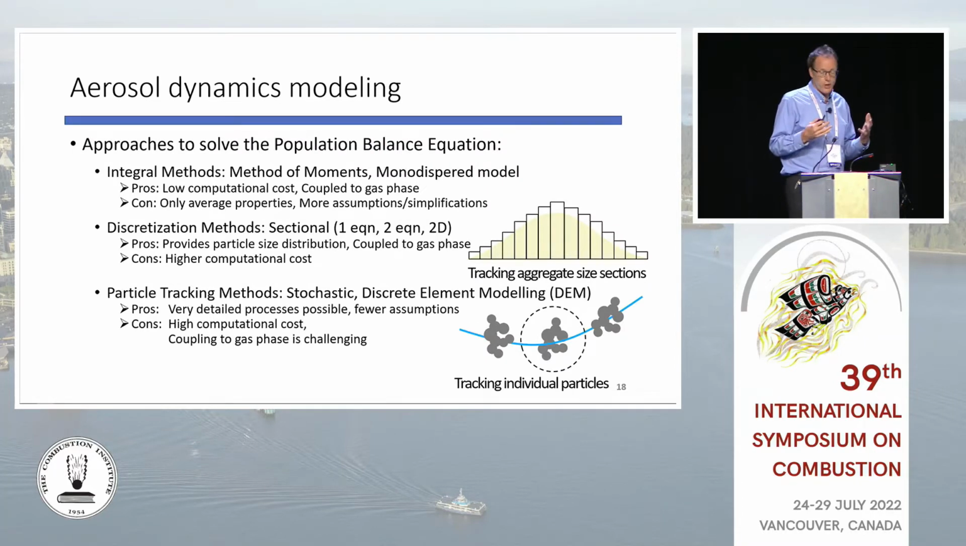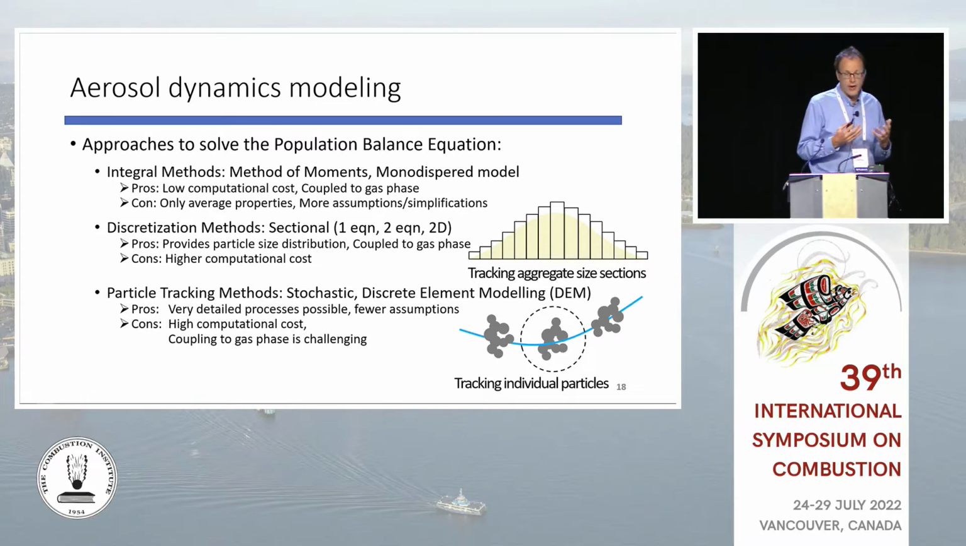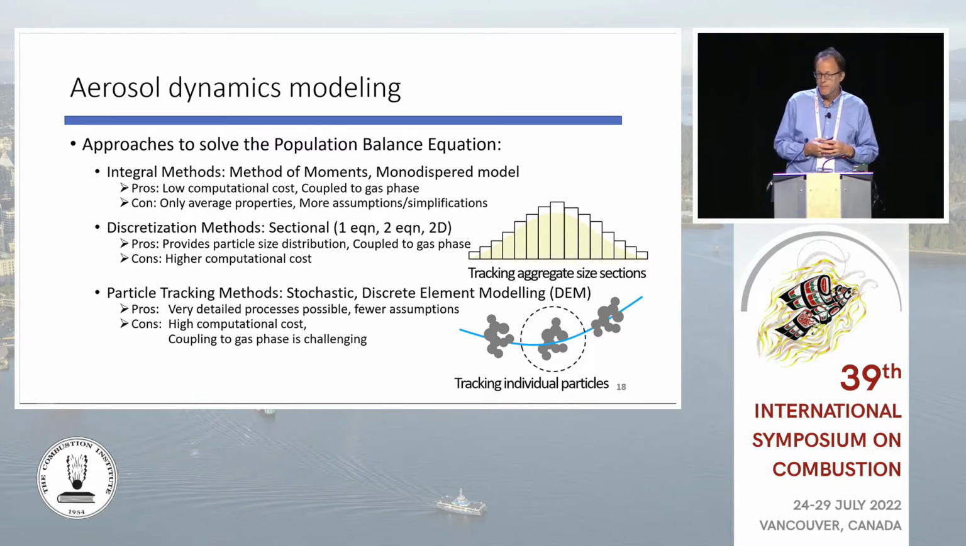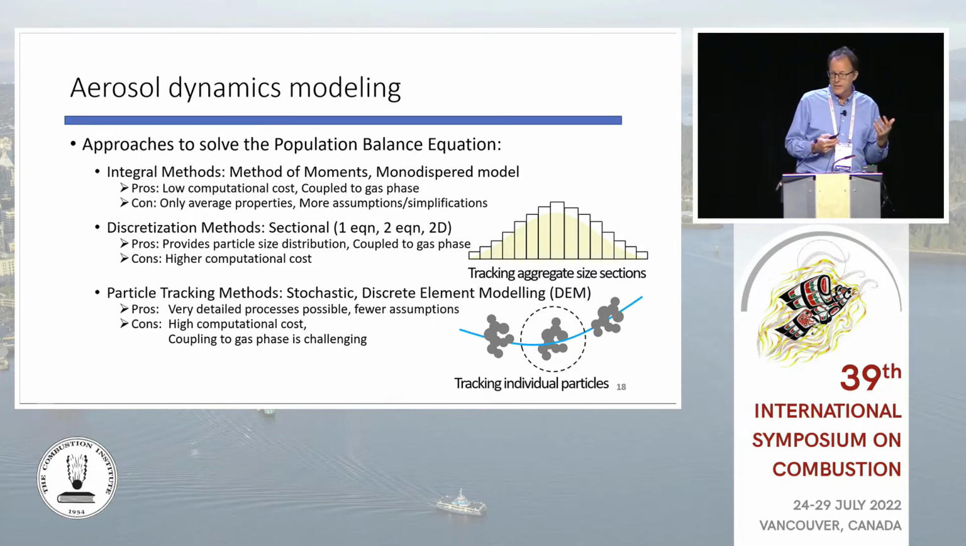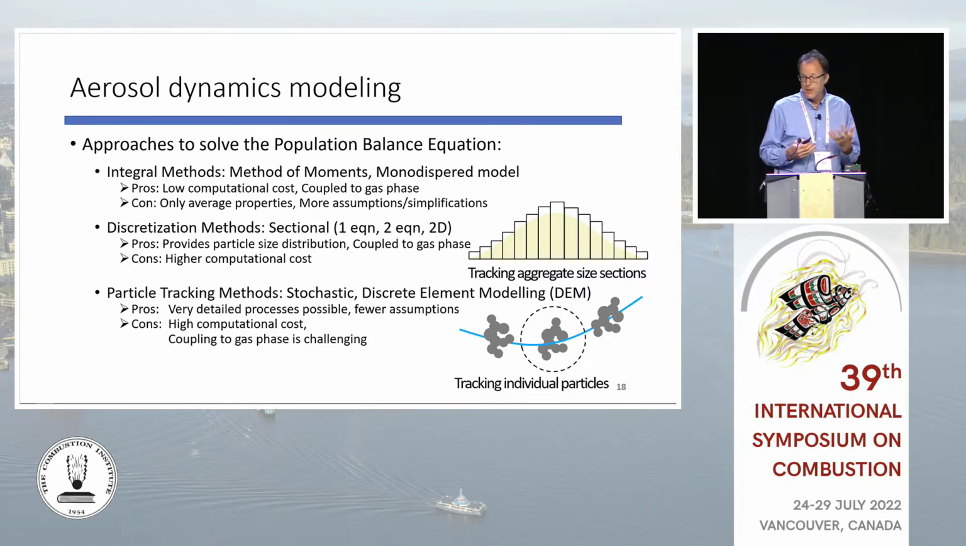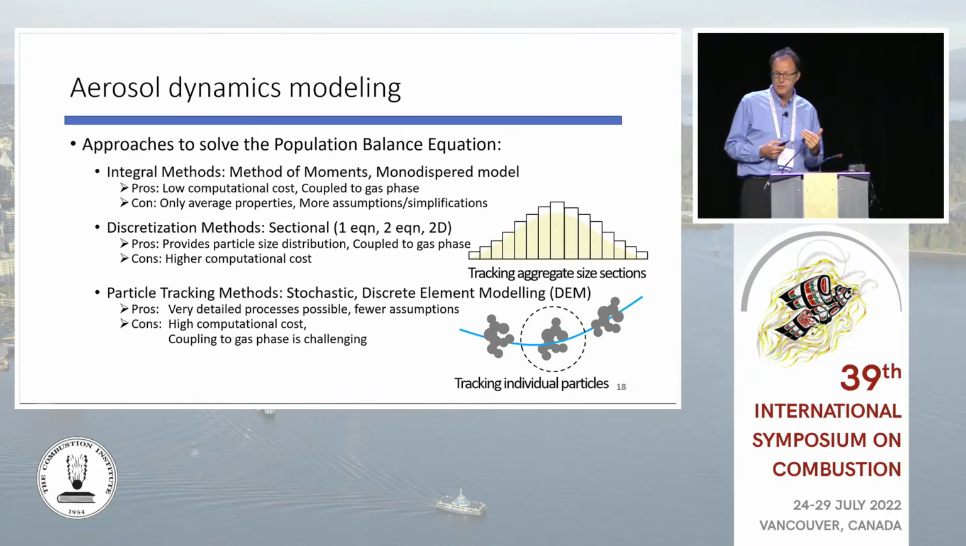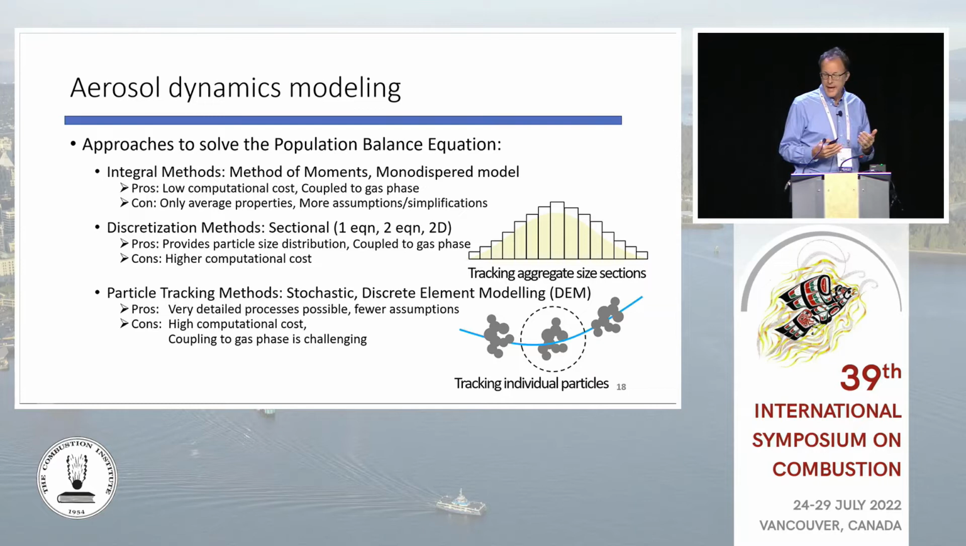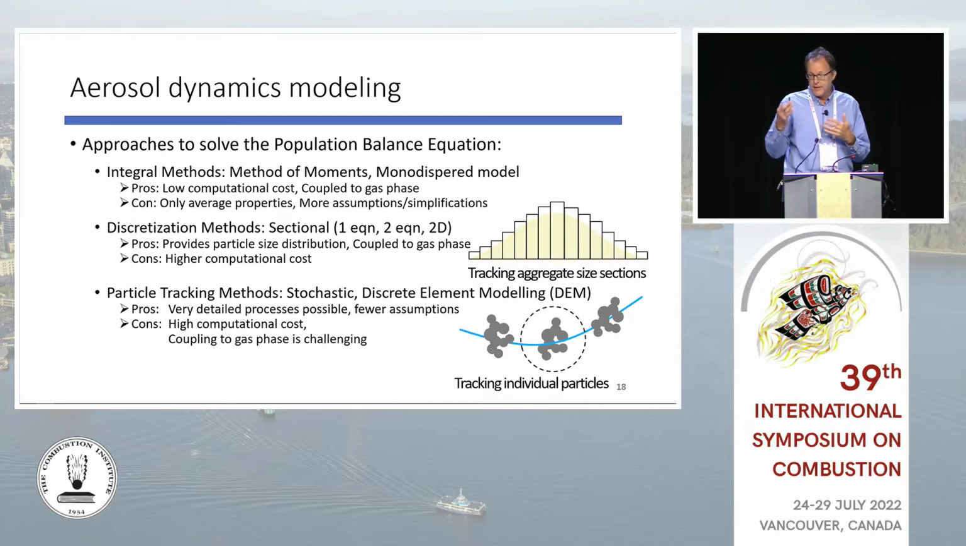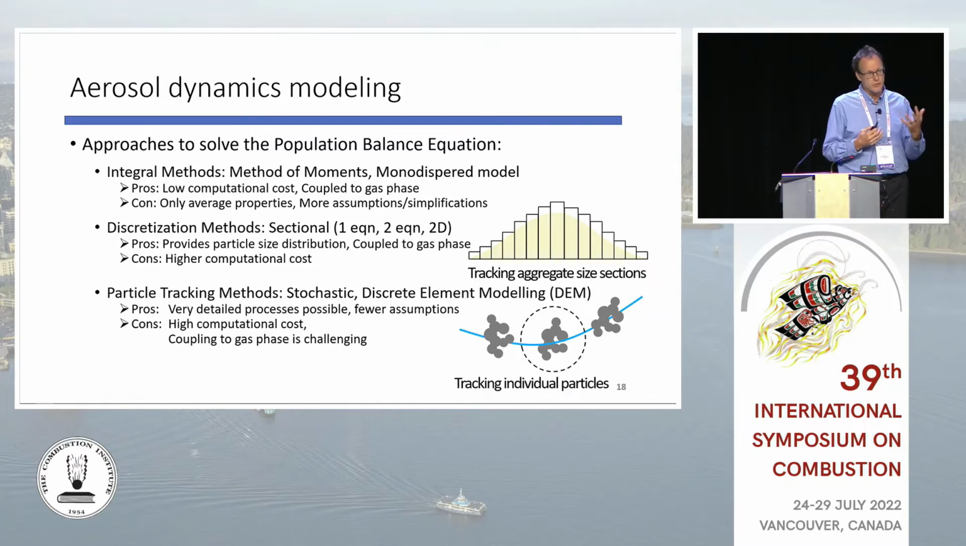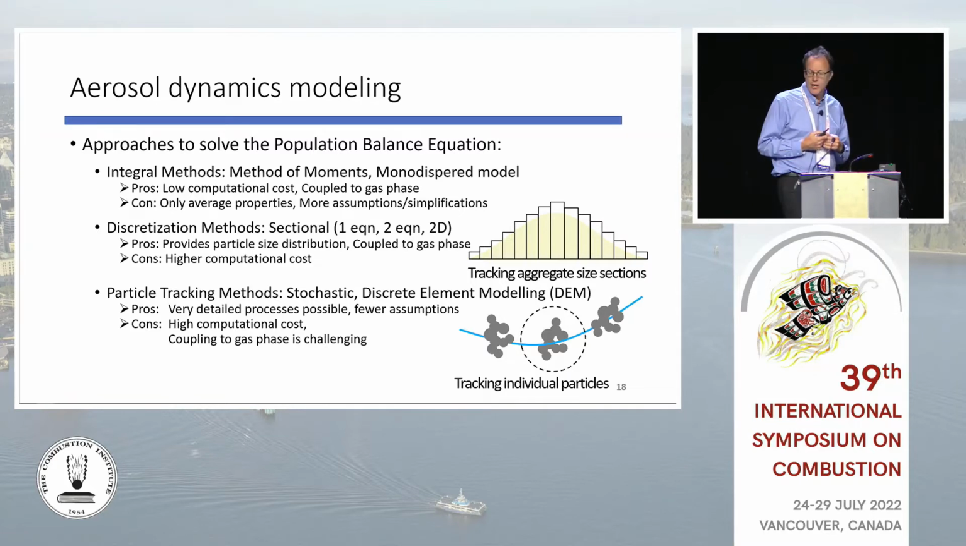At the heart of any soot model is the aerosol dynamics model. There are a variety of different approaches to solve the population balance equation. There are integral methods, such as method of moments, that are computationally efficient, but typically they only give average properties. You have less information there. Then you have the discretization methods like sectional models, and they provide a lot more detail, such as the particle size distribution. If you use a two-equation sectional model, you can even get some of the soot morphology, such as primary particle number and aggregate number. But it does take a higher computational cost.